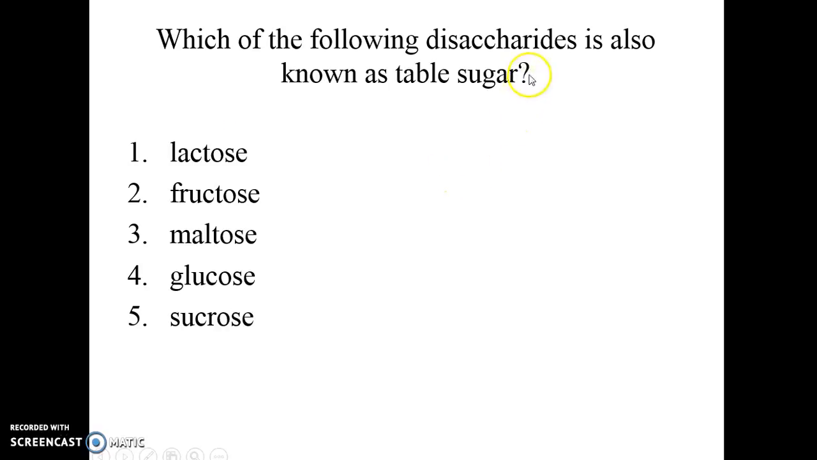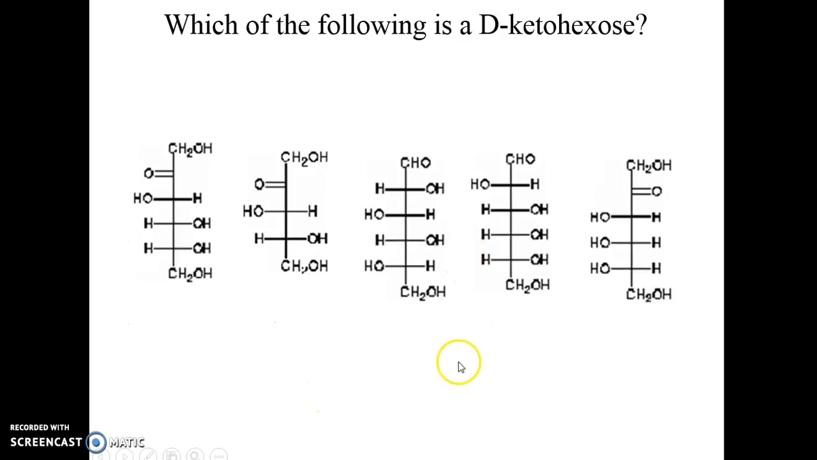Which of the following disaccharides is also known as table sugar? Well, that's going to be sucrose. Which of the following is a D-ketohexose? Well, this is D, that's L, that's D, that's L. And you're just looking to see which side the hydroxyl group is on. This is a ketone, that's a ketone, and that's a ketone. If we look now, and this is an aldehyde. So this is D.